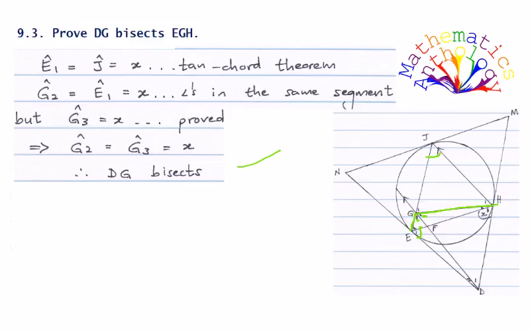Then we say angle G2 is equal to E1. That's equal to X, and this is because of angles in the same segment. We just proved that DEGH is a cyclic quad. So it means that angle G2 will be the same as angle E1 because of angles in the same segment. So that means that G2 will equal X. We say that G3 is equal to X, proved before. Therefore, angle G2 is equal to angle G3, which is equal to X, and that means that DG bisects EGH.